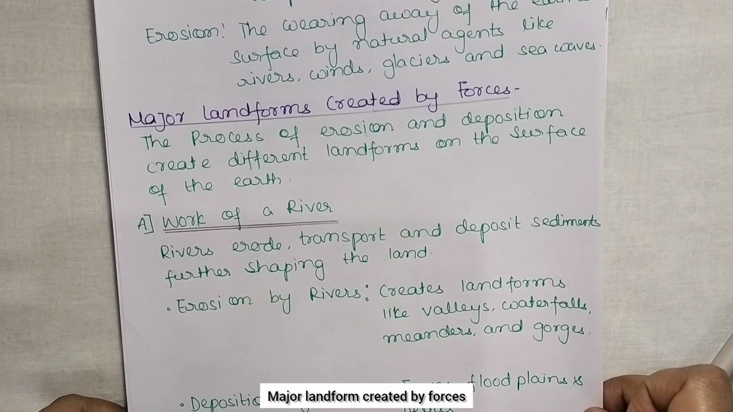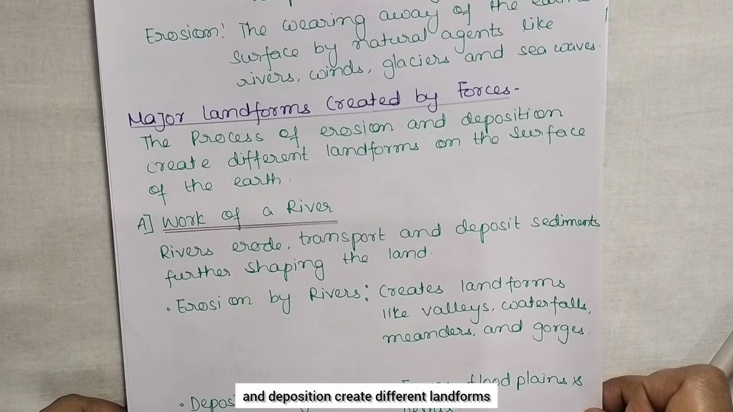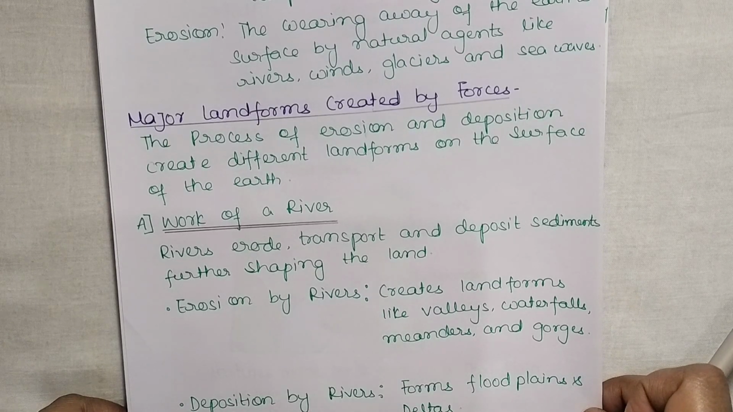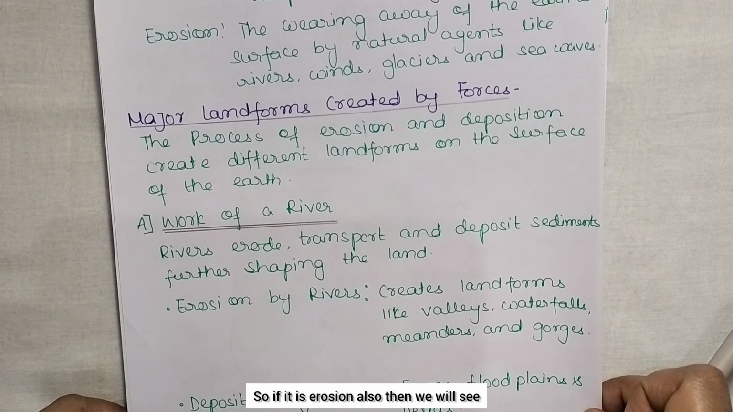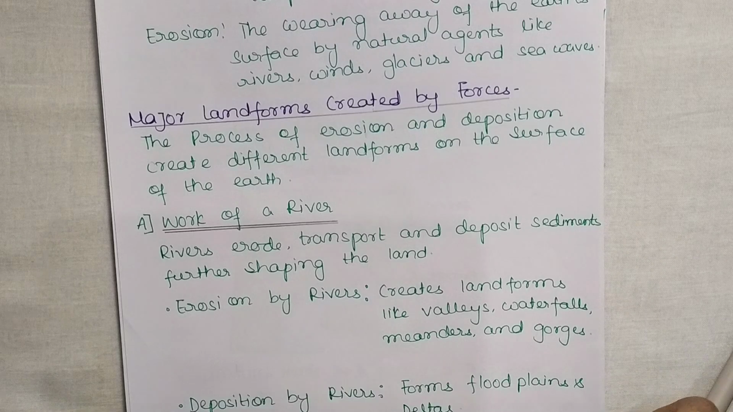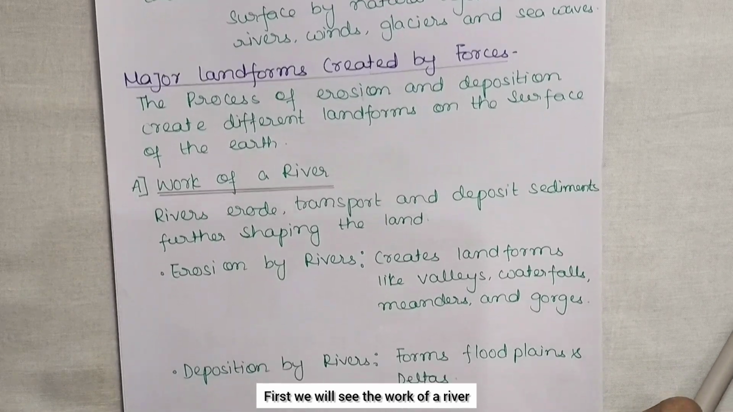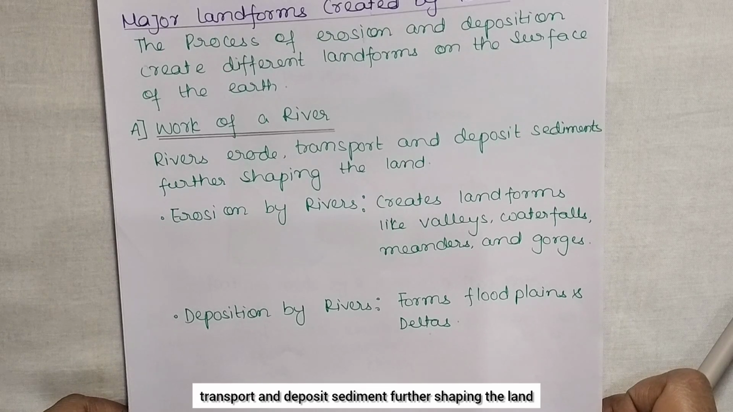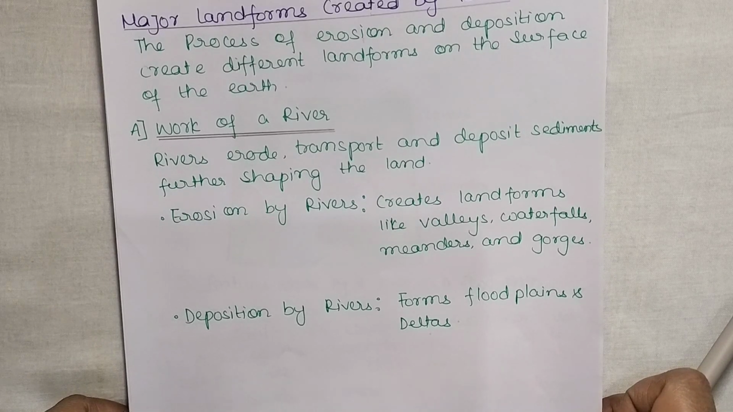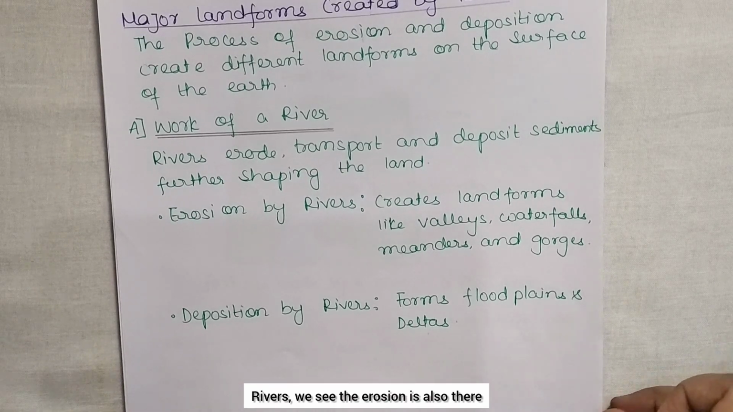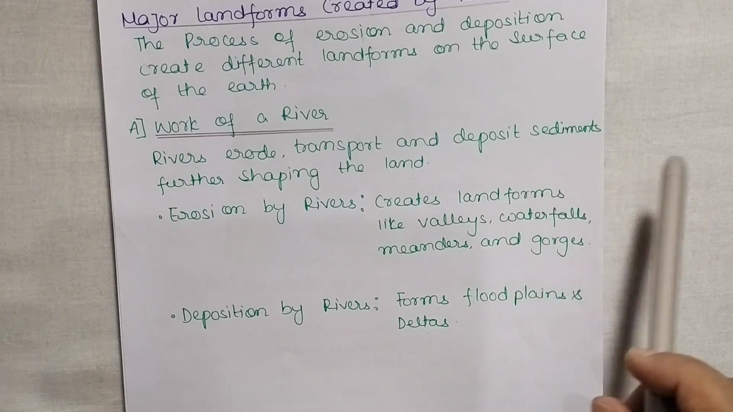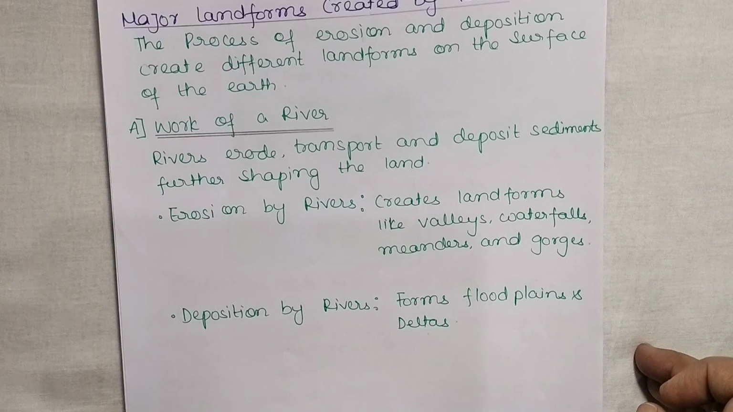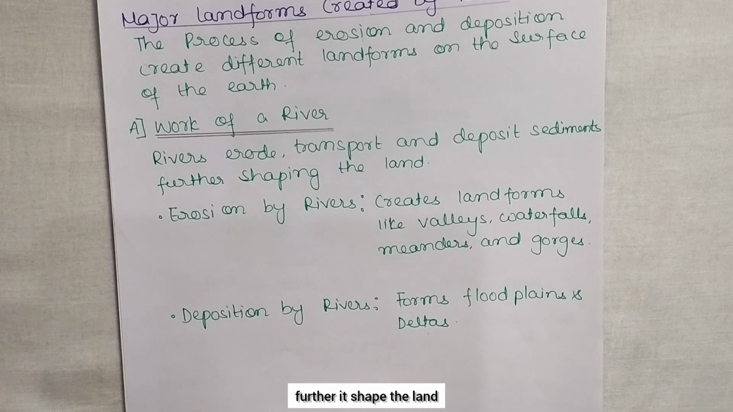Major landforms created by forces. The processes of erosion and deposition create different landforms on the surface of the earth. So if it is erosion, then we will see some different types of landforms, and deposition also brings different types of landforms. First we will see the work of a river. So rivers erode, transport and deposit sediment, further shaping the land. So what happened? With rivers, erosion is there, transportation is there, and deposition of sediments is also there. Further, it shapes the land.